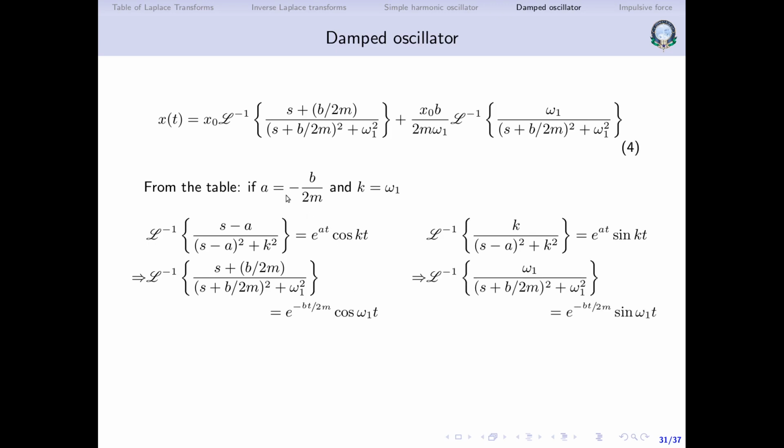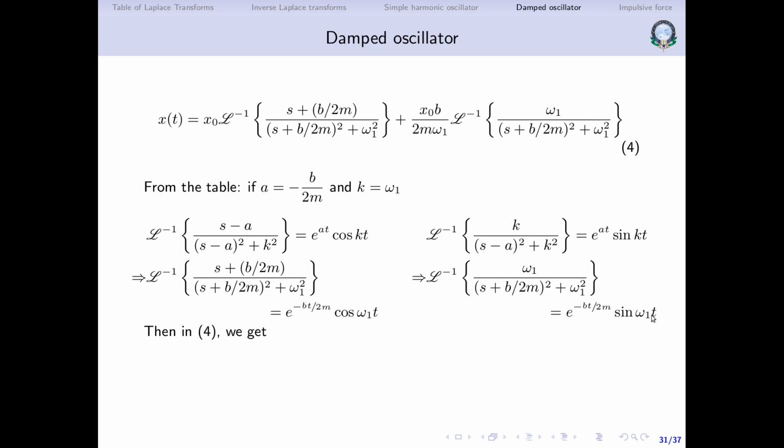In a similar way, a is equal to minus b by twice m and k is equal to omega 1, so we get s plus b by twice m whole square plus omega 1 square. This is nothing but e to the power at sin kt, so we have e to the power minus bt by twice m sin omega 1 t. So I could replace this inverse Laplace transform with this, and that one with this.